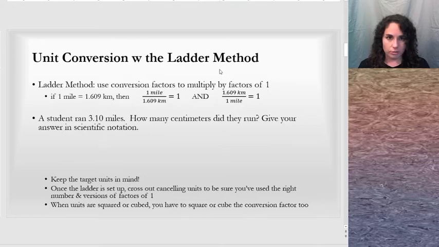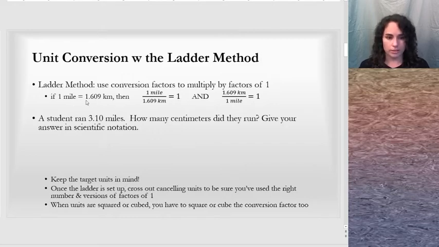Unit conversion with the ladder method is a reliable method for doing unit conversion. And the key to this is using conversion factors to multiply by factors of 1. And what do I mean by factors of 1? So for instance, we have the conversion factor 1 mile equals 1.609 kilometers. That's the conversion rate, right? The factor there. So that's true. Depending on the situation, if we want to convert from miles to kilometers or kilometers to miles, we can use a version of this equation. We can manipulate it in order to be a factor of 1.